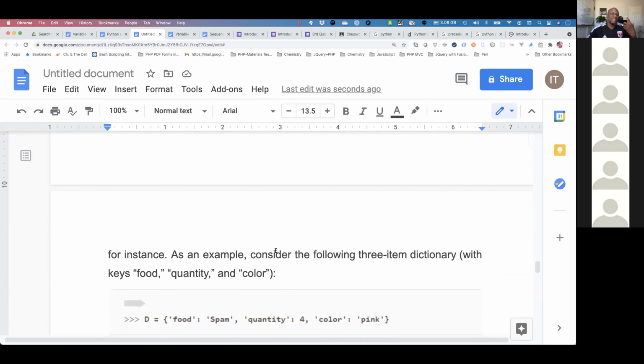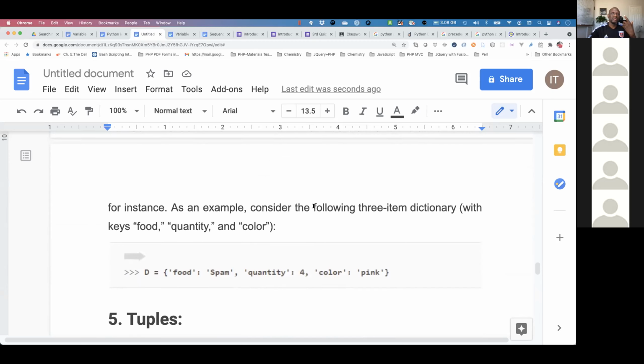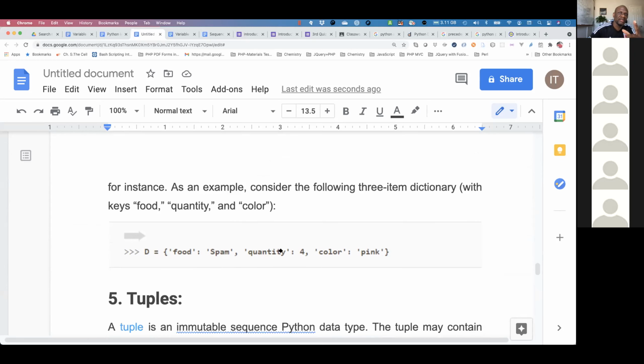Okay? So as an example here, consider the following. Now we have food. We can say that food is some food known as spam. If you've been to Hawaii, they're probably very common down there. And then quantity, 4. Color is pink. So this is a dictionary describing everything with a key. We have the food, what type? Spam. We have how many? Quantity, 4. Color, what type of color? Pink. So we have the key value pair for the dictionary.